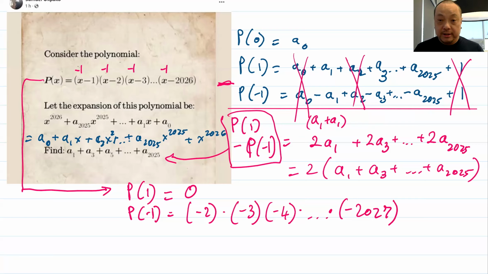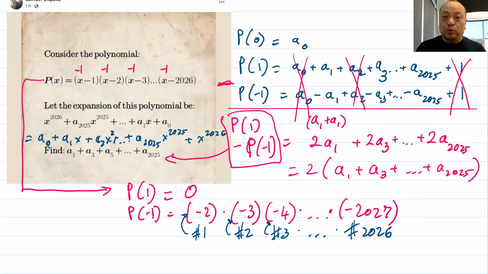How many numbers are here? Well, let's count them. This is the first number, number 1. This is number 2. This is number 3. All the way up to this is number. I noticed that 1 is 1 less than 2. 2 is 1 less than 3. 3 is 1 less than 4. So this is going to be 1 less than 2027. So this number here is 2026. There are 2026 factors, and therefore the answer will be a positive number.